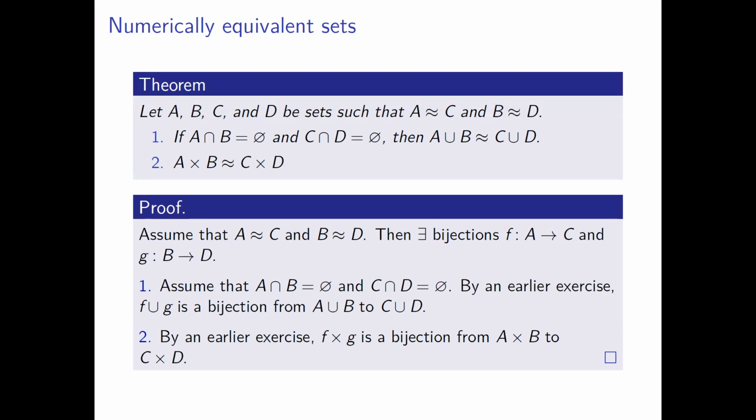To prove statement 2, recall from another earlier exercise that the Cartesian product of F and G is a bijection from the Cartesian product of A and B to the Cartesian product of C and D. Again, by the definition of numerical equivalence, it follows that A times B is numerically equivalent to C times D. This proves statement 2 and thus completes the proof of the theorem.